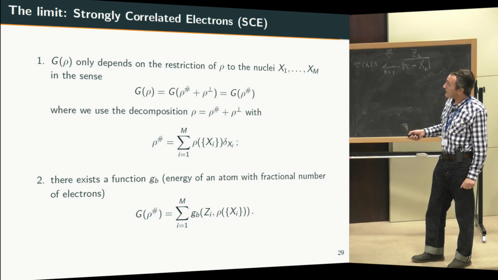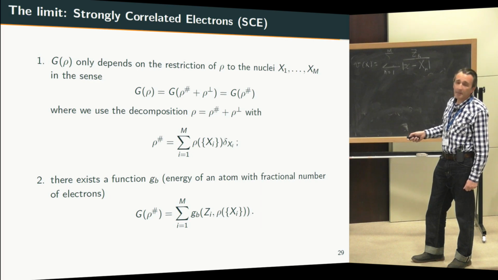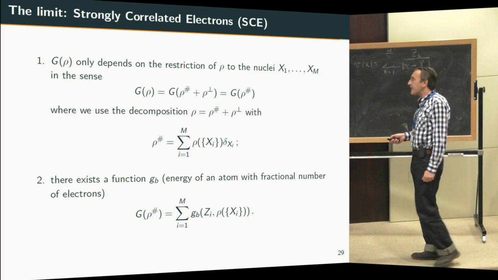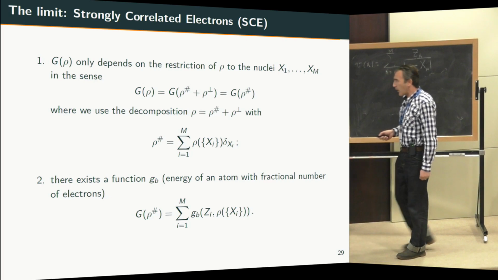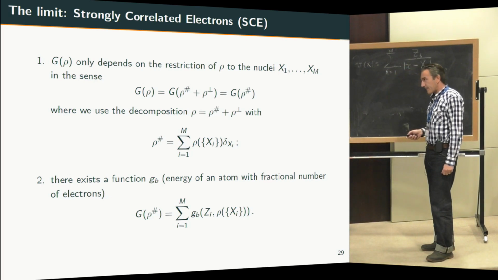The second thing is that there exists a function Gb, which is the energy of an atom with a fractional number of electrons, such that G has this representation. Okay, so we have a general formula for Gb for any n. The point is that it's not so clear.